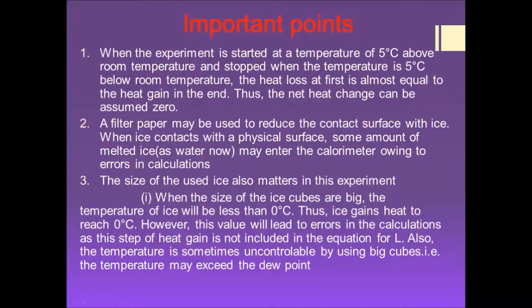Ice just converts to liquid water at the melting point, and we took the product of the mass of ice and the latent heat. So we did not include the part in which the ice gains heat. So this will be an error in the calculation. So we have to omit big ice cubes. Also, the temperature is uncontrollable when using big ice cubes, because the temperature may exceed the dew point. So that's actually due to the temperature gradient I explained a little while ago.